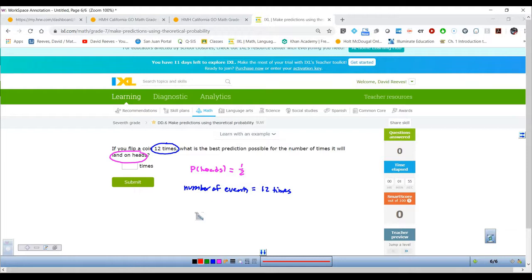So if we want to make a prediction for the number of heads that we're going to get, our prediction is going to be the probability. I always have such a hard time spelling that word. I always forget it has 2 B's. The probability times the number of events.